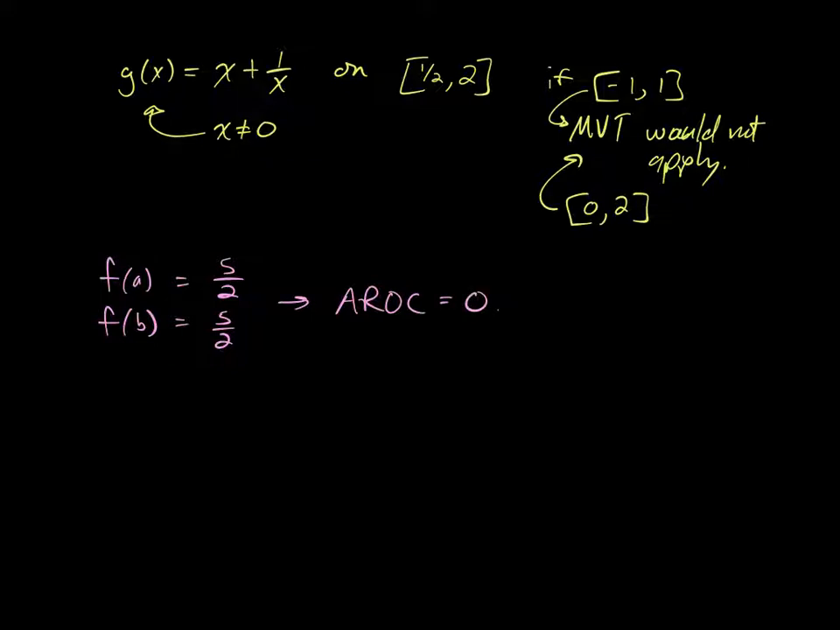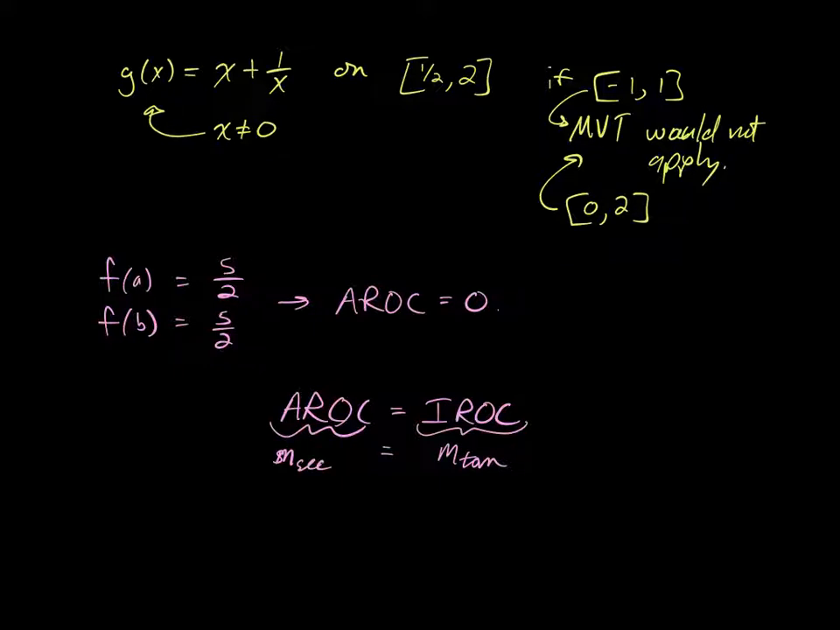So if the average rate of change is 0, and we're looking for an x value where the slope of the tangent line is 0, right? Because the mean value theorem says we're trying to find a c so that the average rate of change equals the instantaneous rate of change. This was the slope of the tangent line. This was the slope of the secant line.